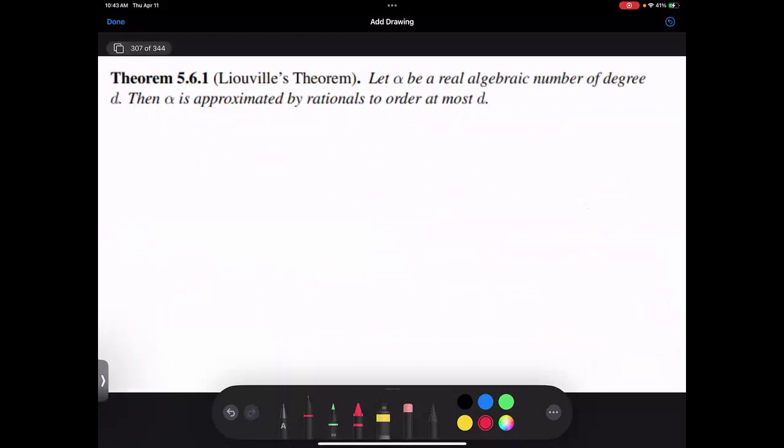Okay, so now we are ready for Liouville's theorem. Let alpha be a real algebraic number of degree d, then it's approximated by rationals to order at most d. I can't do 1 over q to the d plus epsilon infinitely often. I can't do 1 over q to the d plus 1 or 1 over q to the d plus 2. I can't do anything like that. I can't do better than 1 over q to the d infinitely often. I can have maybe a constant in front of it. I could have 2, 1/2. I don't care about that. But the power of the denominator, I can't do better than d.